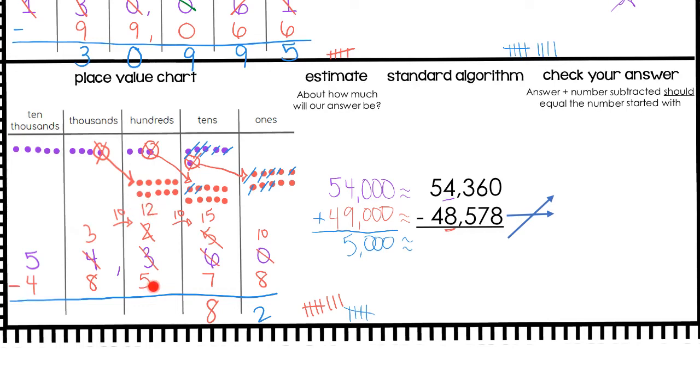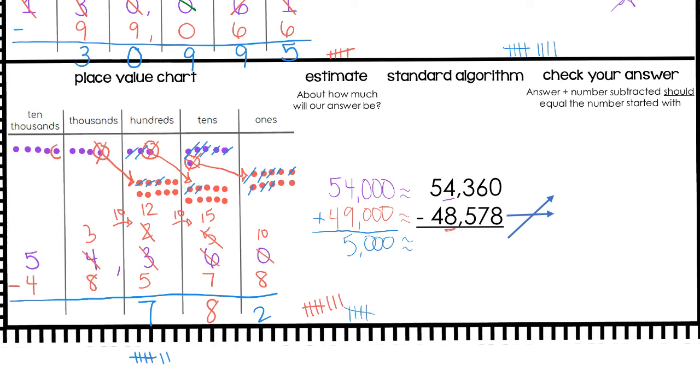Okay, 12 minus 5, I can cross them out. 1, 2, 3, 4, 5, and I'm left with 7. I can also count up from 5: 6, 7, 8, 9, 10, 11, 12, and I still get 7. Then I come to my thousands. I have 3 thousands. I cannot take away 8 thousands.